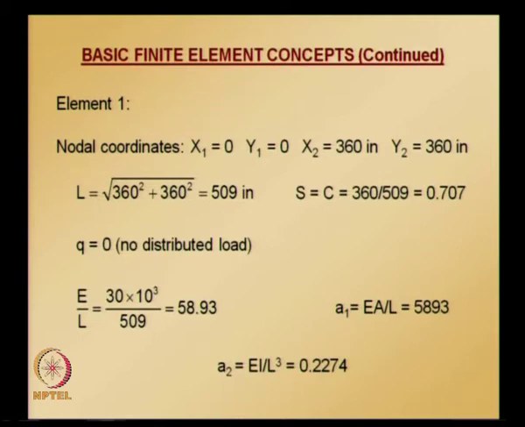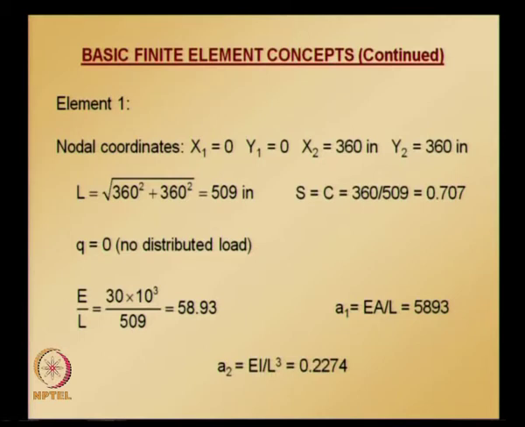Using the material property and length values, we can calculate E by L, and similarly the A1 and A2 values can be calculated. Once these numerical values are known, we can find the local stiffness matrix, and using the direction cosines we can find the transformation matrix. Using the load value that is given, which is 0, the local load vector is going to be 0 anyway.